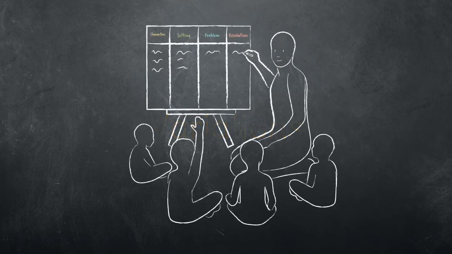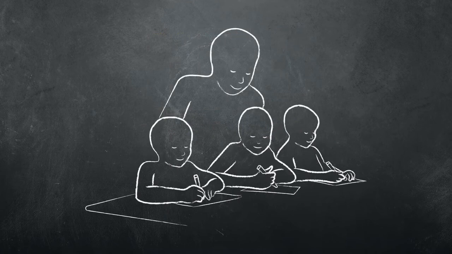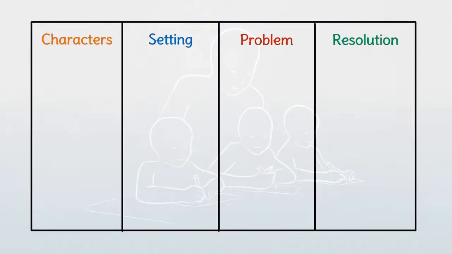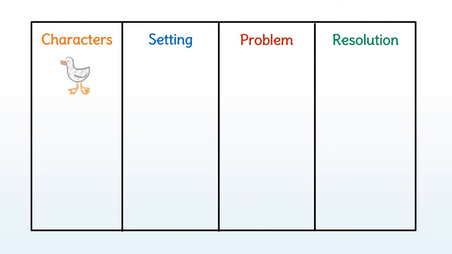For young students, it's best to introduce the chart by doing it as a group, at least a few times. After they've learned how it works, you can have them each fill in their own chart individually. For very young students who don't know many words yet, you can have them draw pictures to represent each part of the story.